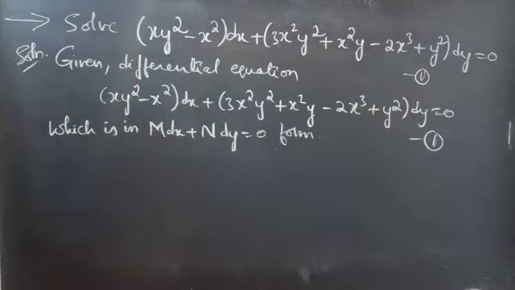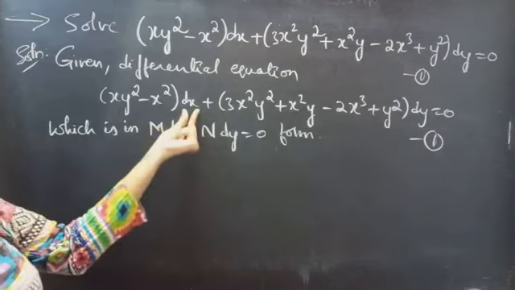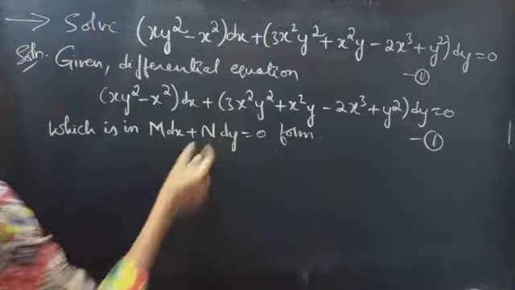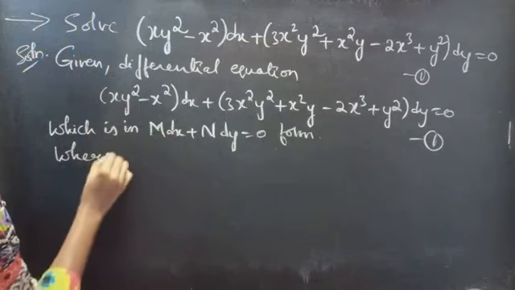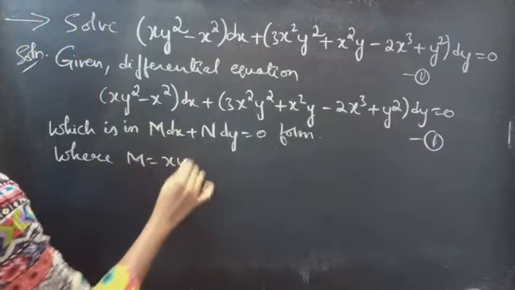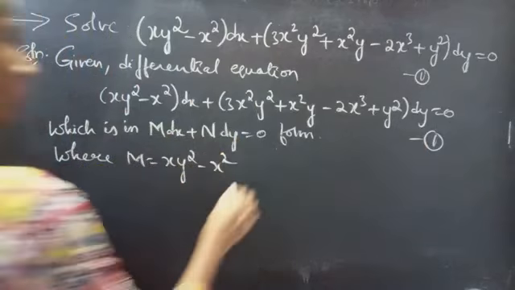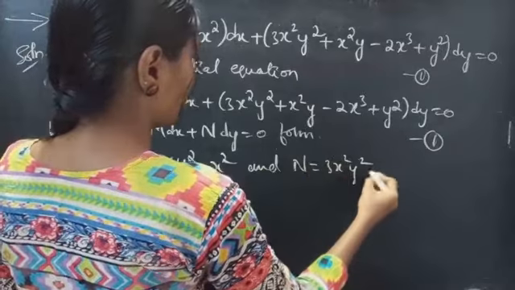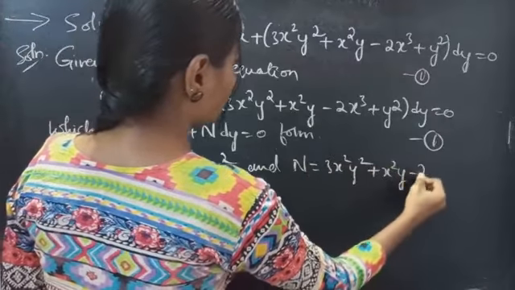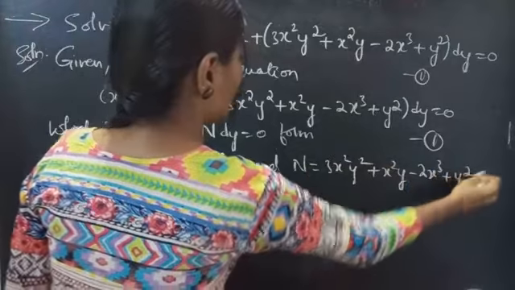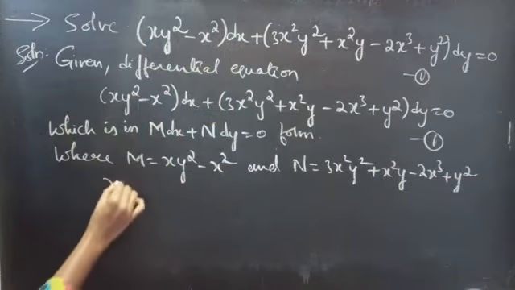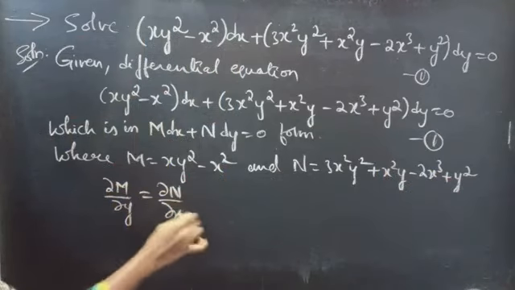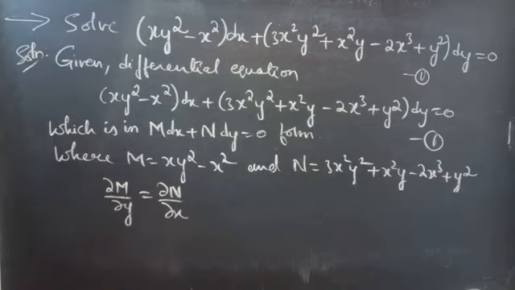By comparing these two, we'll get M and N. The coefficient of differential dx is your M and the coefficient of differential dy is your N. So M equals xy² − x² and N equals 3x²y² + x²y − 2x³ + y². If the partial derivative of M with respect to y is equal to the partial derivative of N with respect to x, then we can say that the given differential equation is an exact equation.